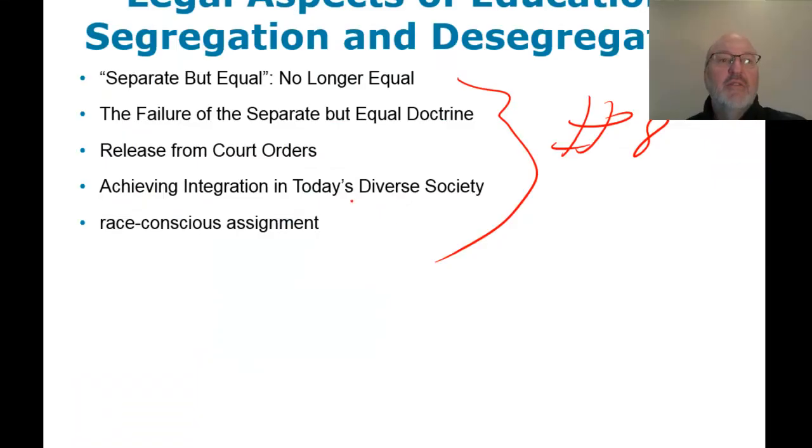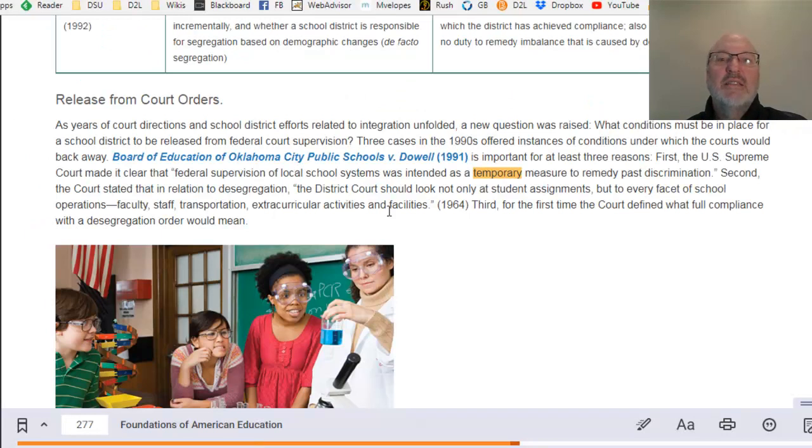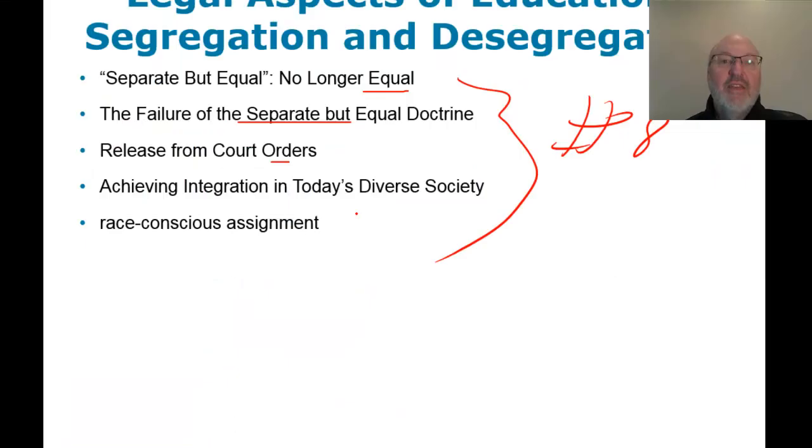Release from court orders. Okay, so you've got the failure of the separate but equal doctrine. Now the court orders is this. The courts lightened up on this. What conditions must be met for a school district to be released from federal supervision? That's right, if you were deemed not integrating fast enough, the federal government put you on their watch list. Three cases offered instances of conditions on which the courts could back away. First, the Supreme Court made it clear that federal supervision is meant to be temporary. Second, the court stated that desegregation took on not only student assignments, but every facet of operations. So this is this.